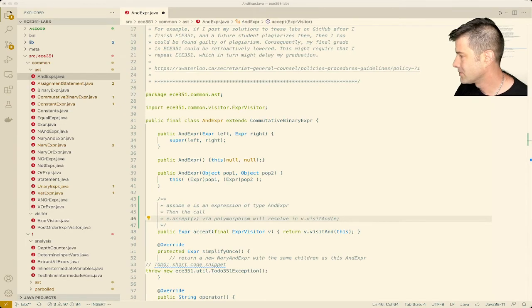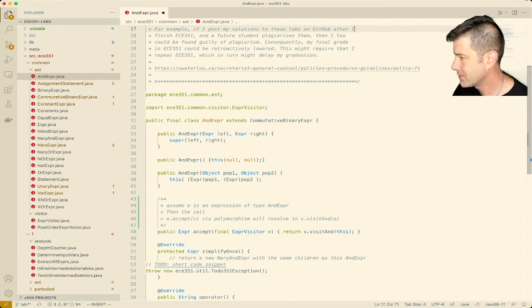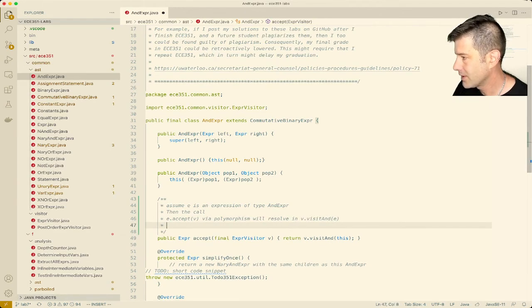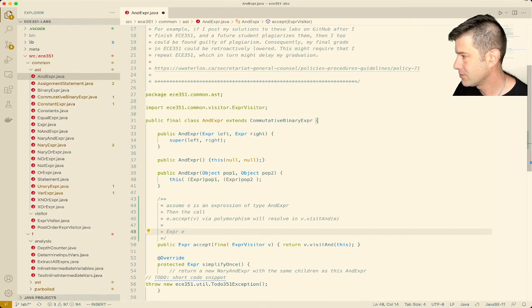There's a question whether we can use function overloading instead of this. And the answer is no. If we look at this example, function overloading will not work because I may not know what the type of E is. E could be an expression. So I have an expression visitor, and I would say something like v.visit(E), and I would expect an appropriate visit method to be called.